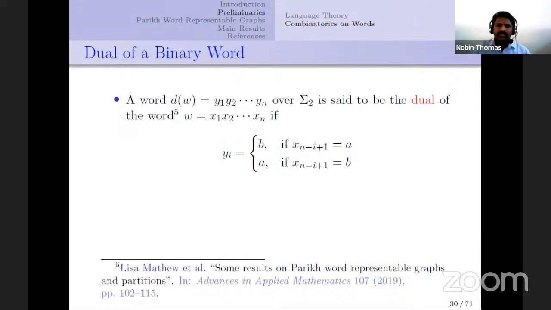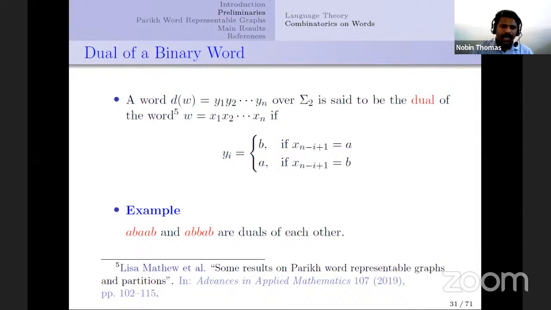A word d of w equal to y1, y2, etc. yn over sigma 2 is said to be the dual of the word w equal to x1, x2, etc. xn if yi equals b if x(n minus i plus 1) equals a, and a if x(n minus i plus 1) equals b. That is, to get the dual word, first take the mirror image, and then replace a by b and vice versa. For example, ab, a square b and ab square ab are duals of each other.